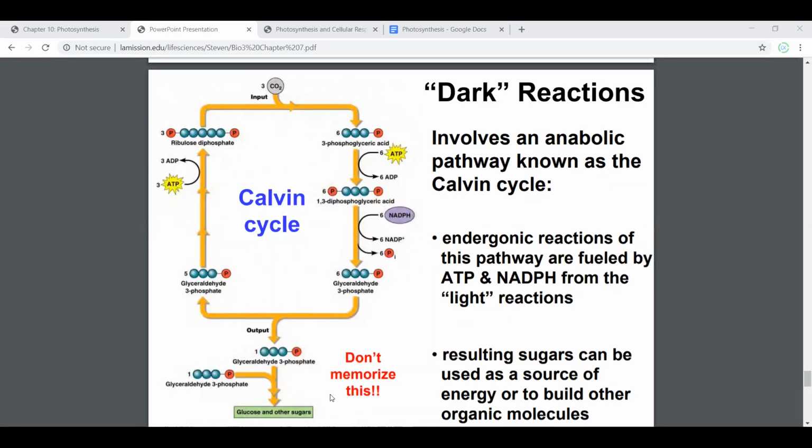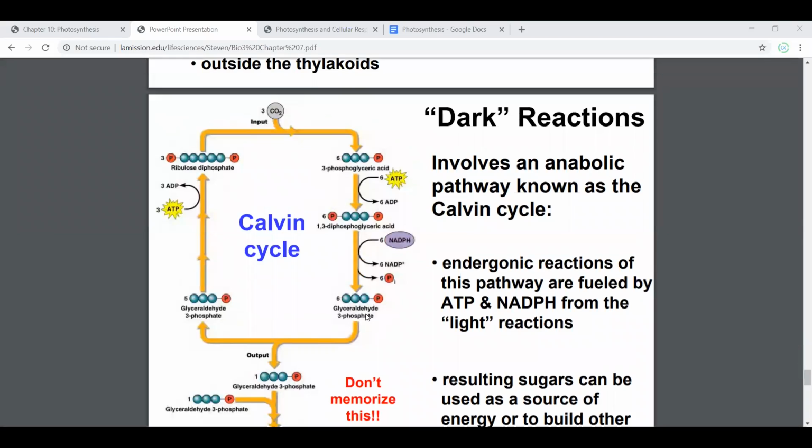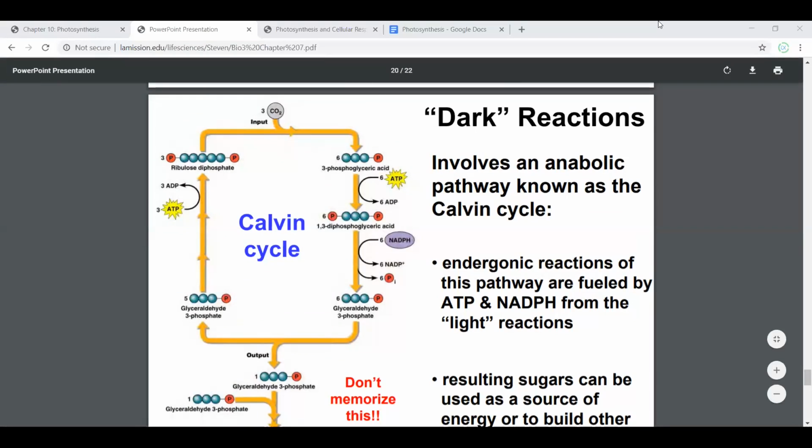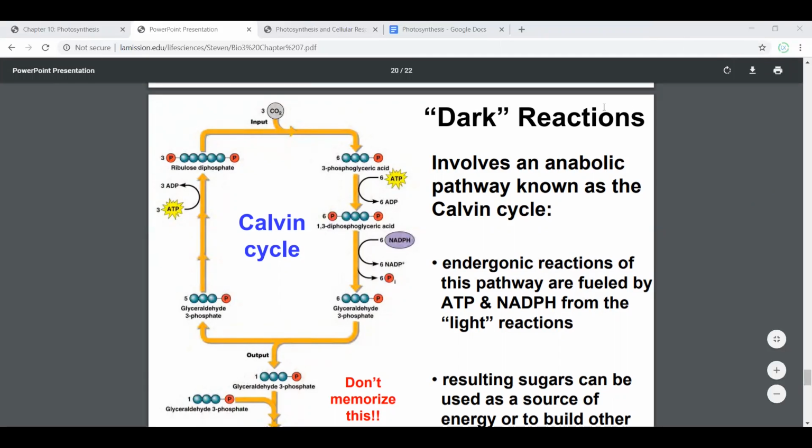Another really important thing is, they don't show it here, but there is an enzyme that is very, very important in the dark reactions called Rubisco. Rubisco stands for ribulose bisphosphate carboxylase or something like that. This enzyme is really important for photosynthesis. In fact, it's actually 70% of the enzymes in the world. So it's very, very important as an enzyme.